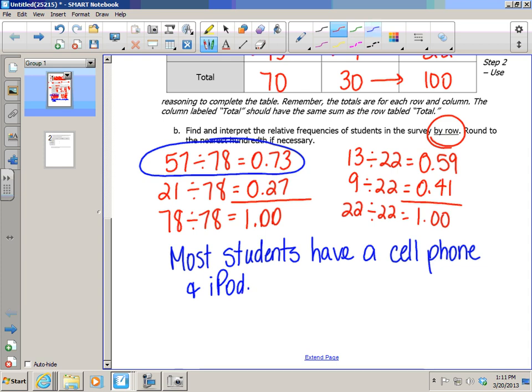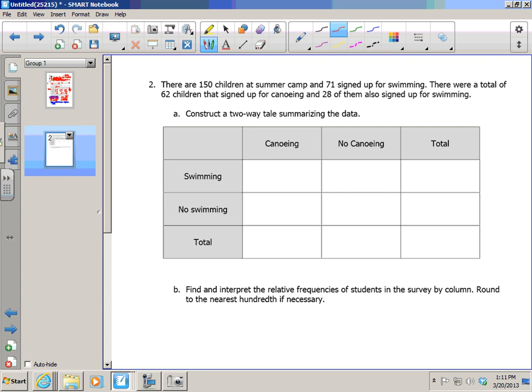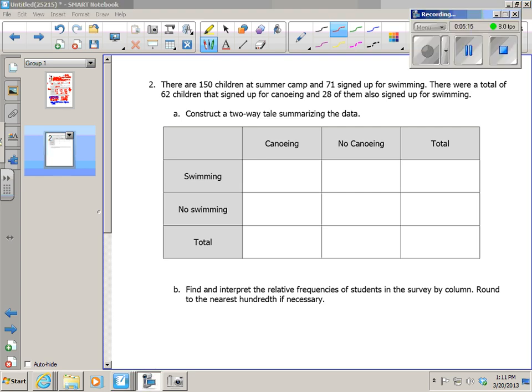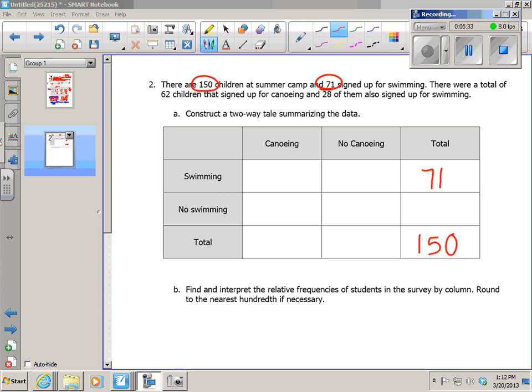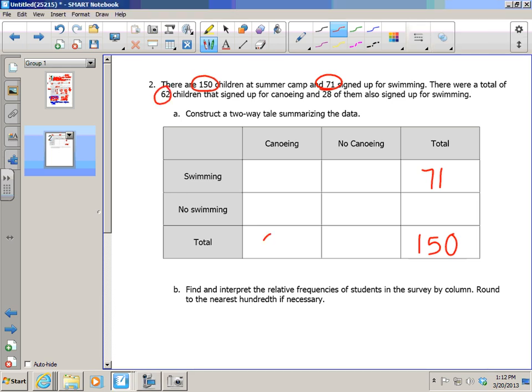Moving on to the next page. Number 2 says there are 150 children at summer camp. 71 signed up for swimming. 71 total signed up for swimming. There are a total of 150 kids at camp. We have a total of 62 children that signed up for canoeing. And 28 of them signed up also for swimming. So canoeing and swimming is 28. So now we have to kind of fill in the blanks here.